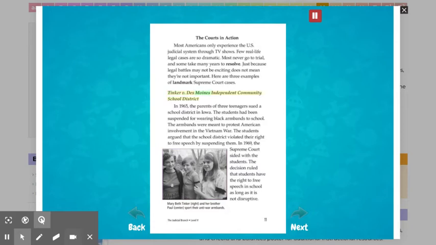Tinker versus Des Moines Independent Community School District. In 1965, the parents of three teenagers sued a school district in Iowa. The students had been suspended for wearing black armbands to school. The armbands were meant to protest American involvement in the Vietnam War. The students argued that the school district violated their right to free speech by suspending them. In 1969, the Supreme Court sided with the students. The decision ruled that students have the right to free speech in school as long as it is not disruptive.